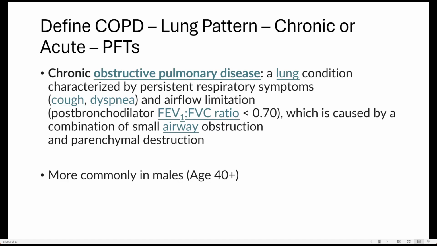And finally, the pulmonary function tests show that the ratio of FEV1, which is forced expiratory volume in 1 second, over forced vital capacity, FVC, would be less than 70% or 0.70, which is suggestive of obstructive lung disease, caused by a combination of small airway obstruction as well as parenchymal destruction or lung tissue destruction. So this is just a quick revision of COPD.